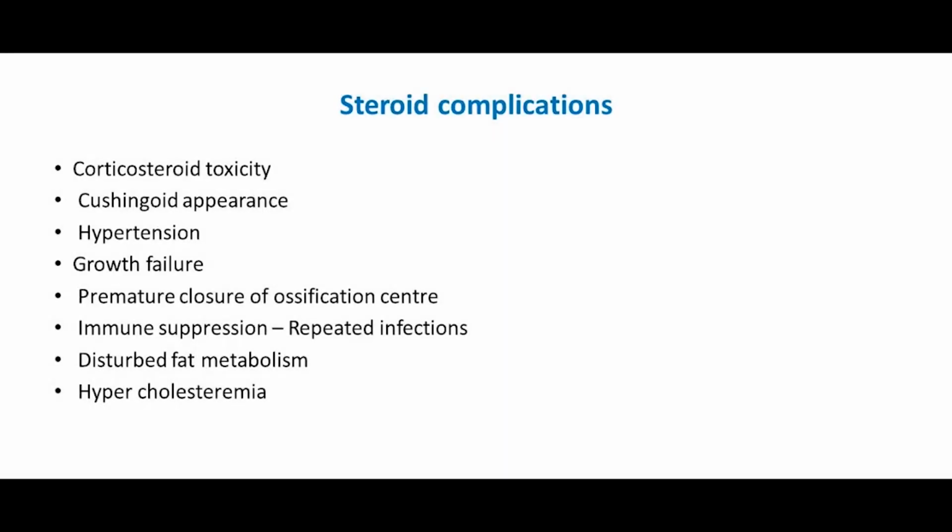This is very important, steroid complications. Corticosteroid toxicity is there: Cushingoid appearance, hypertension, growth failure, premature closure of ossification center, immune suppression, repeated infections, then disturbed fat metabolism and hypercholesteremia. These are the common complications of steroid therapy.